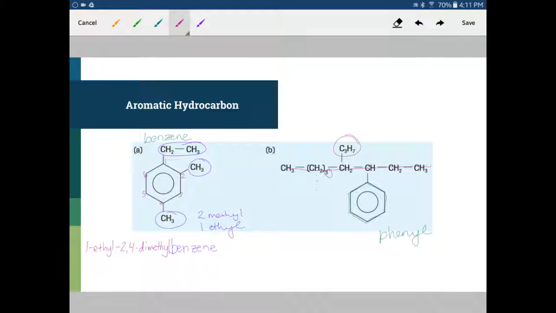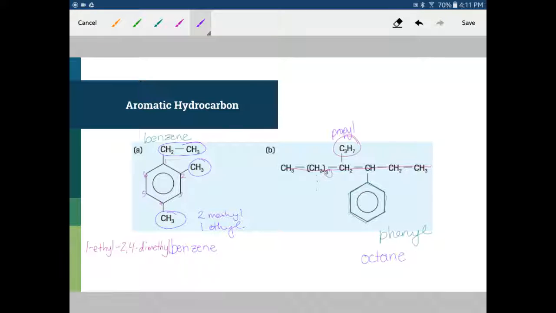Okay, so the way that we go about naming this is the same as per usual. We name our longest parent chain, which we said was 8 carbons, so it's octane. And again, we always give priority to alphabetical order. This group here is C3H7, which is a propyl group. So we have a phenyl and a propyl, meaning that we put our phenyl group first.